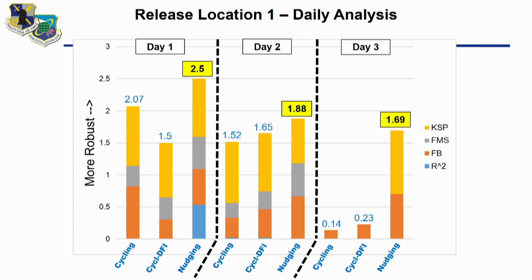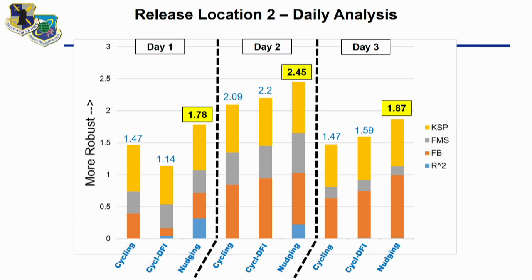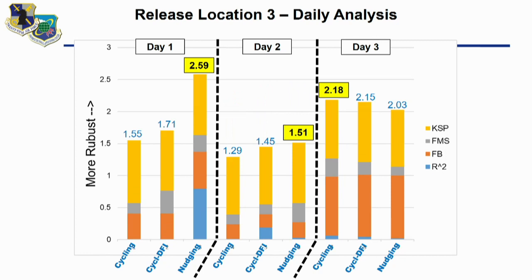When we go to release location 2, kind of the same story. Nudging performed better on day 1, slightly better on day 2, and then slightly better on day 3. And then when we go to release location 3, the nudging run did substantially better on day 1, slightly better on day 2, and then actually the cycling did the best on day 3, but you can see they're very close and very similar.